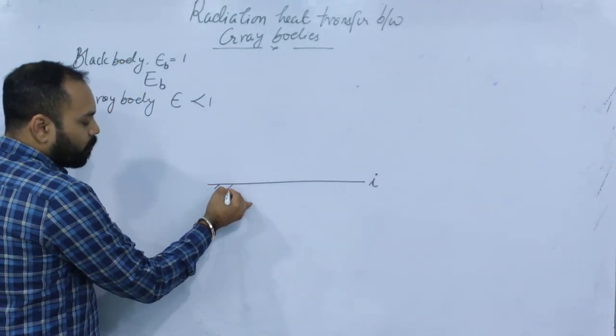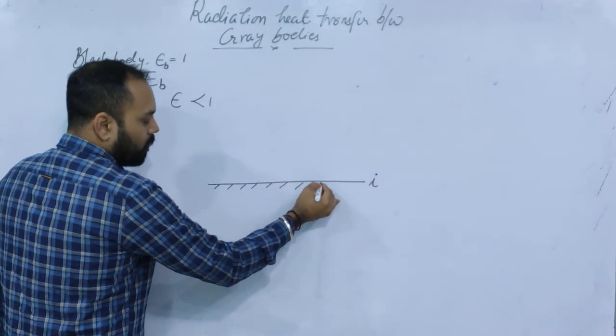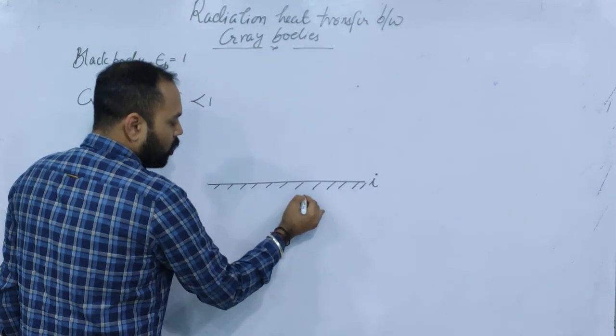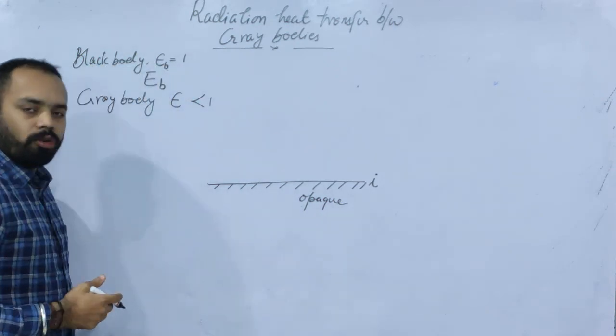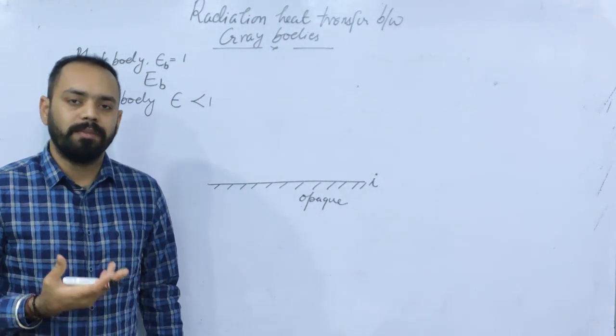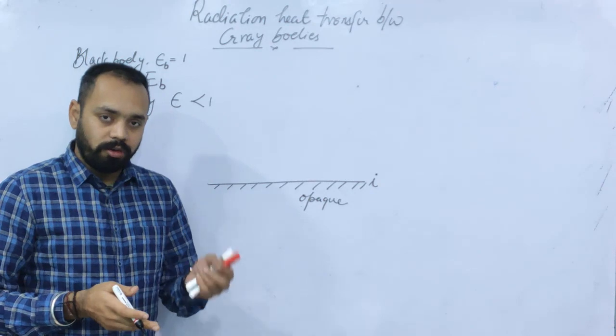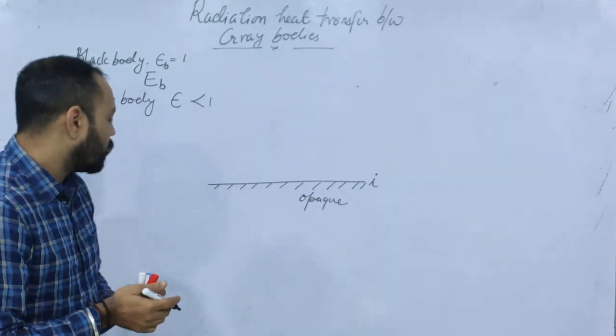For all GATE related problems, you can consider that the surface is opaque. You won't find any problem where there is some transmissivity. So what is the meaning of an opaque surface? The value of tau, the transmissivity, is equal to 0. So the value of alpha plus rho must be equal to 1.